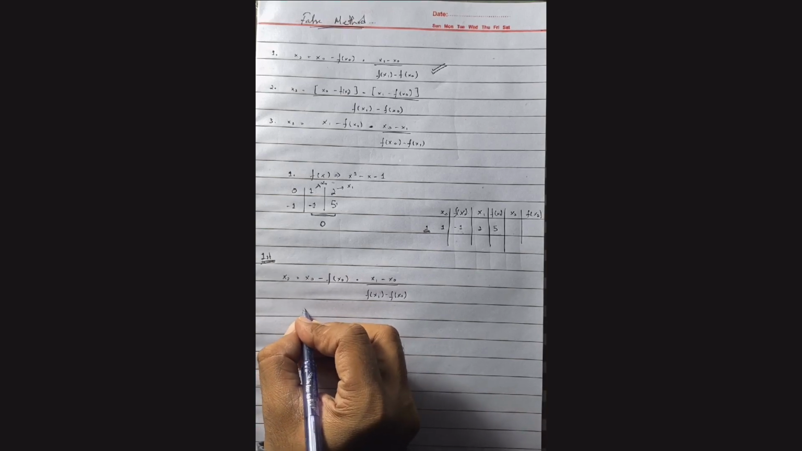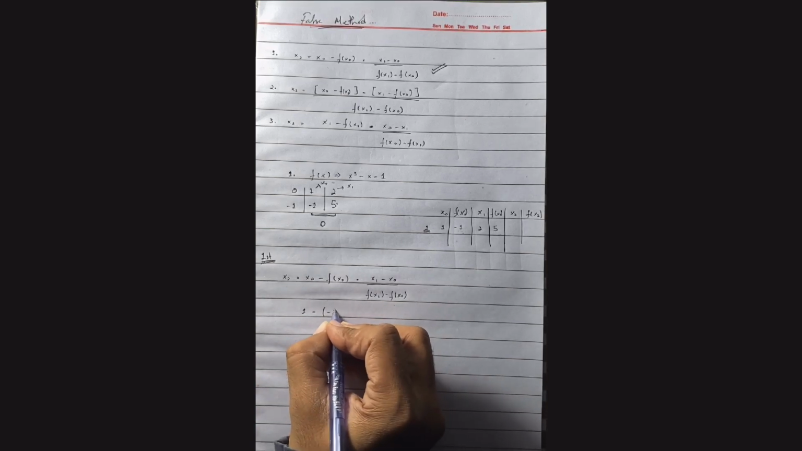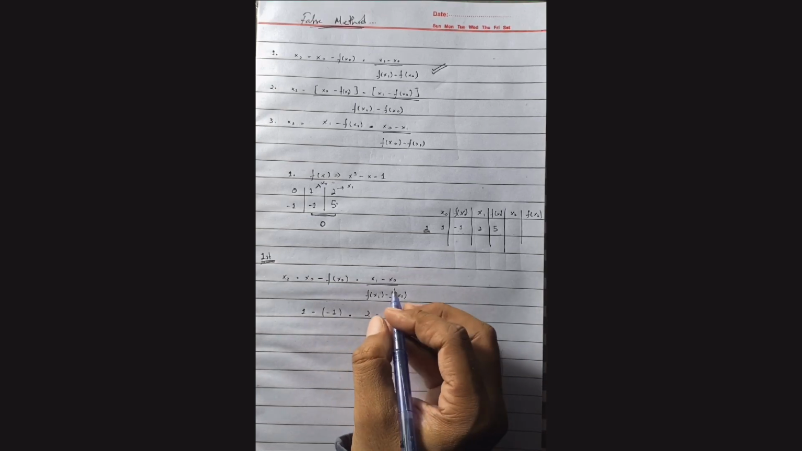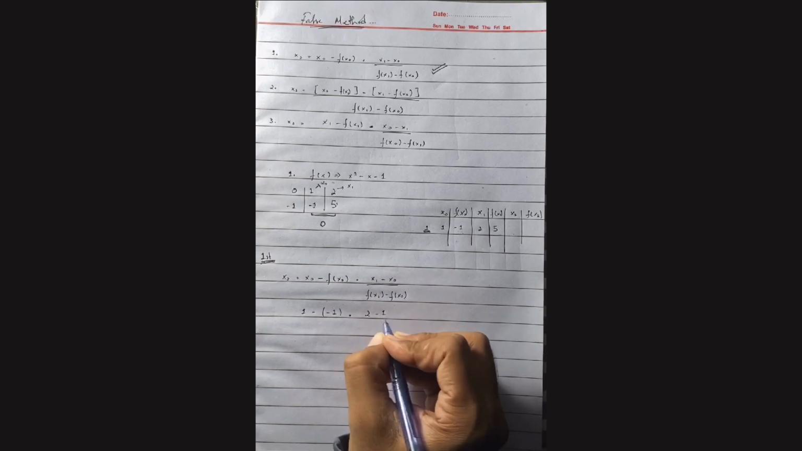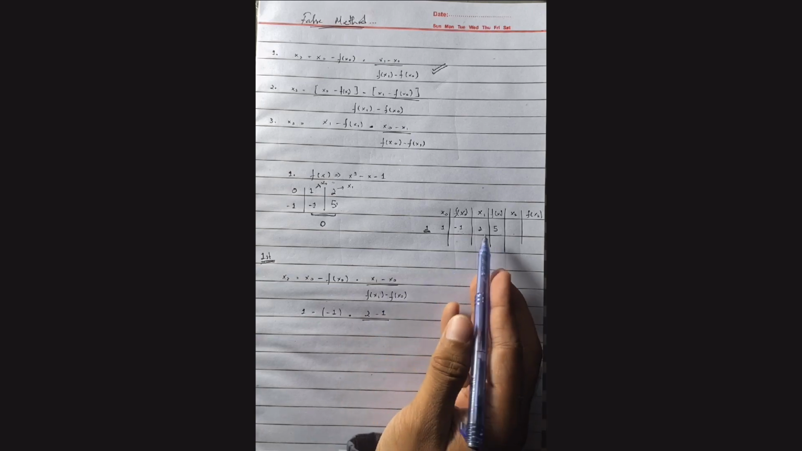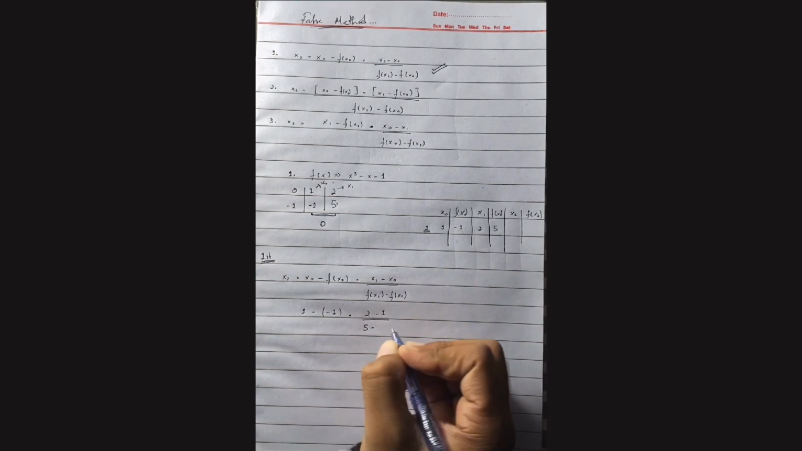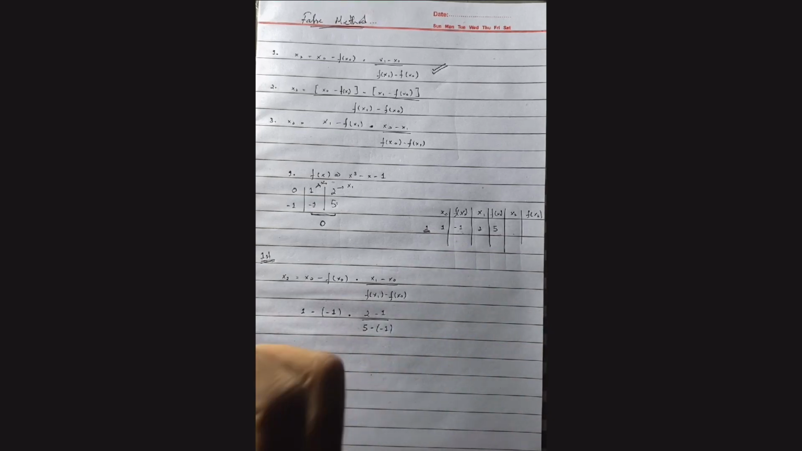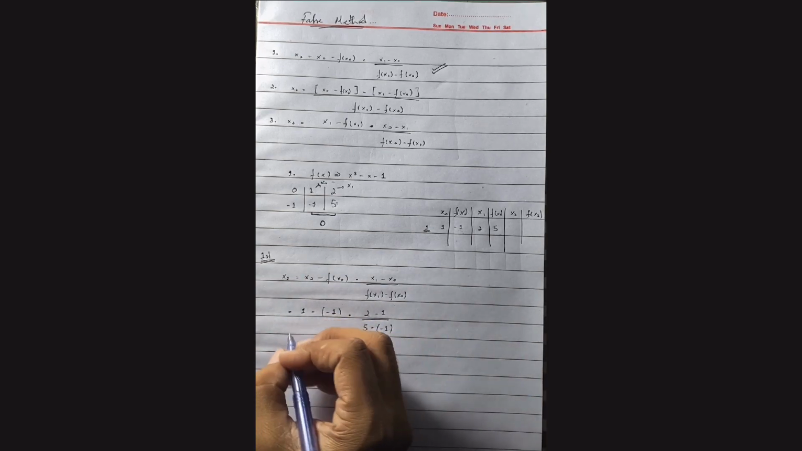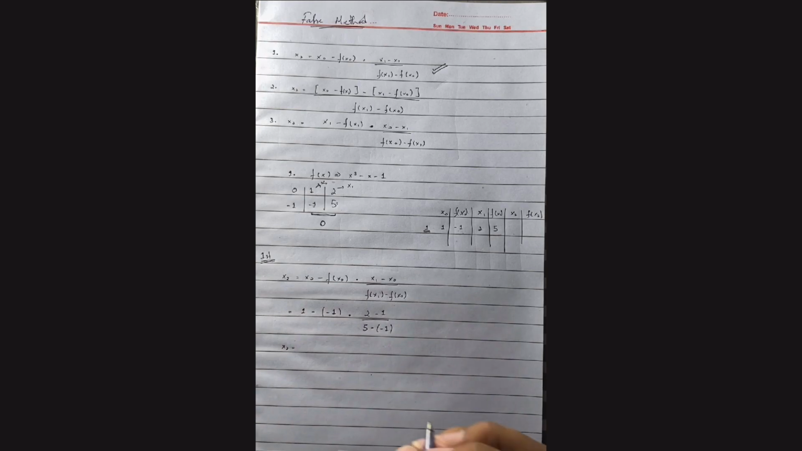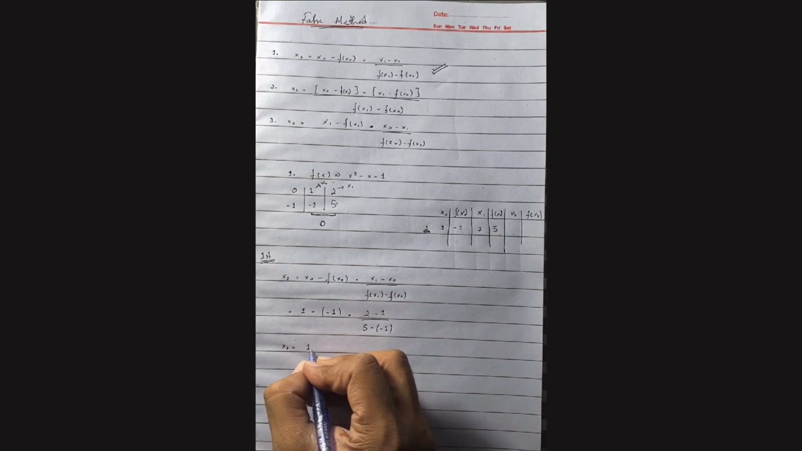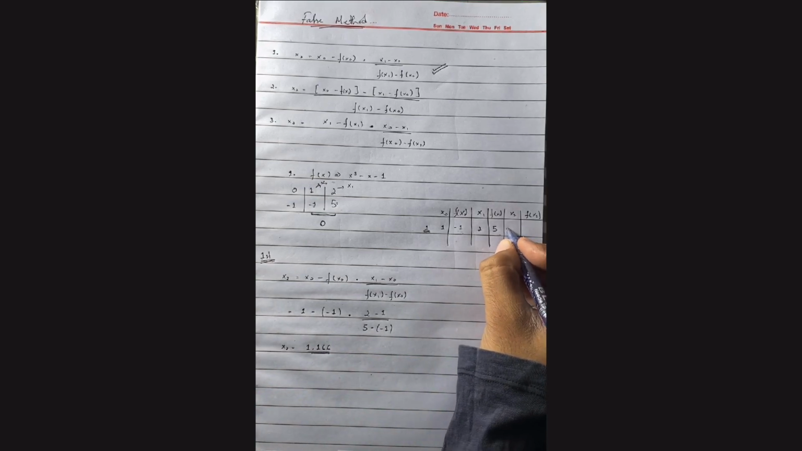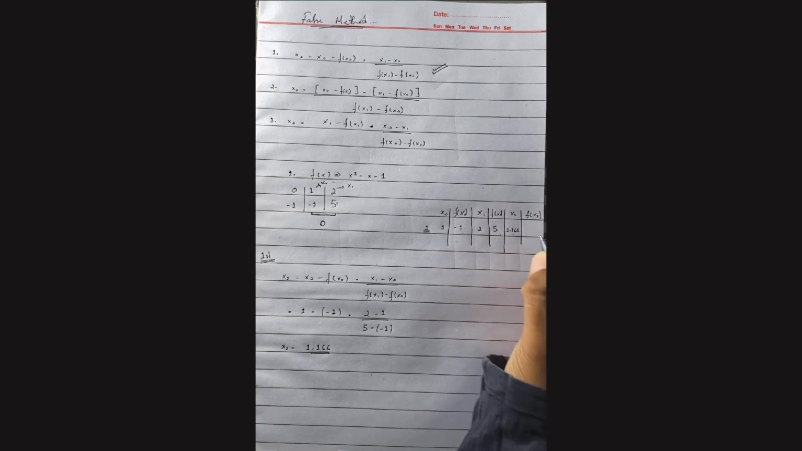x naught is 1, and f of x naught is minus 1, multiplied by x1, which is 2, minus x naught, which is 1, upon f of x1, which is 5, minus f of x naught, which is minus 1, in this bracket. So let's solve this formula to get x2. After solving it on the calculator, we get the value 1.166. This is our x2. We will write x2 over here, 1.166.